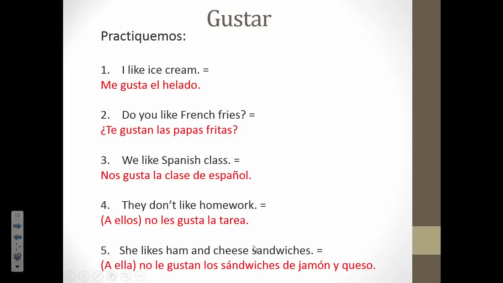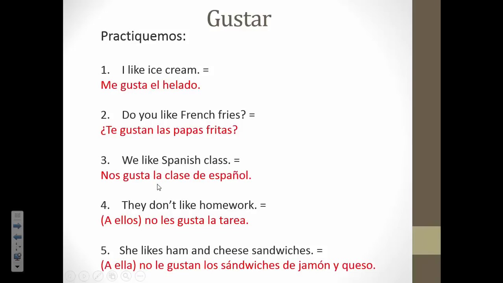Okay. I like ice cream. I like is me gusta. Remember, we're using gusta because ice cream is singular. El helado. Me gusta el helado means I like ice cream. Okay, do you like French fries? Well, French fries is plural, so instead of gusta, we're going to use gustan. So, ¿te gustan las papas fritas? Do you like French fries?